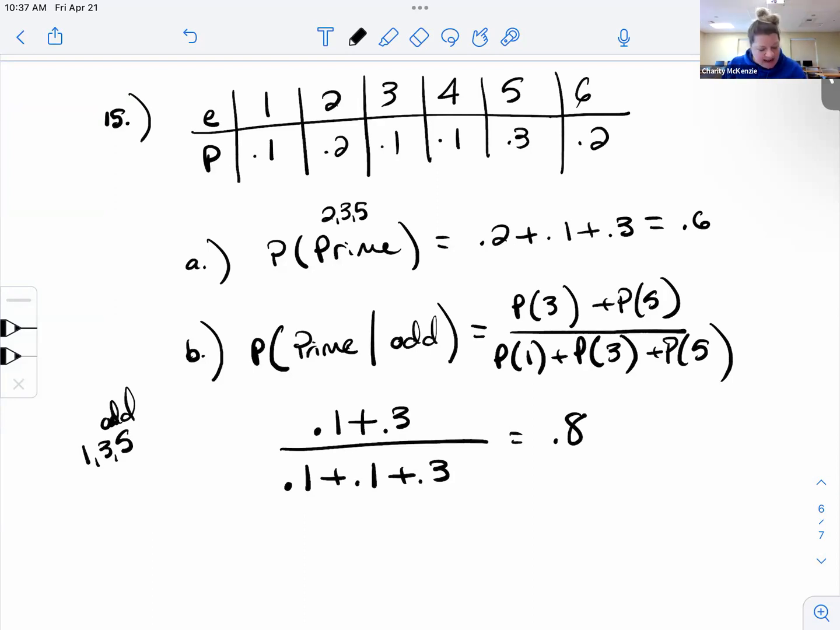So I liked this one, having an or problem where it's like prime given odd. It's just kind of a different way to think of it through a probability table. And you could make a probability table for almost every situation that you're given.